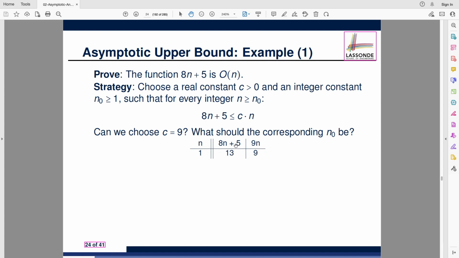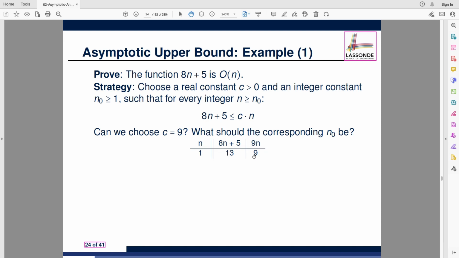If you just plug in n being 1, 8n plus 5 will be 13. 9 times 1 will be 9. So 13 less than or equal to 9 is not the case. Why am I saying this? Because this will be quite important. Sometimes I might just give you, say, okay, if I choose c equals 9, then n0 can just be 1. Is that statement true or false? False. Because the corresponding values here, 13 and 9, don't satisfy the upper bound effect.